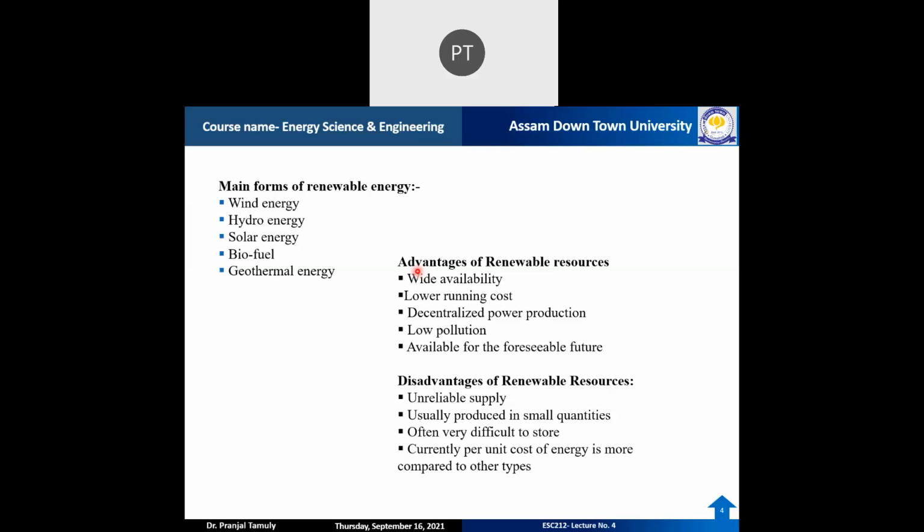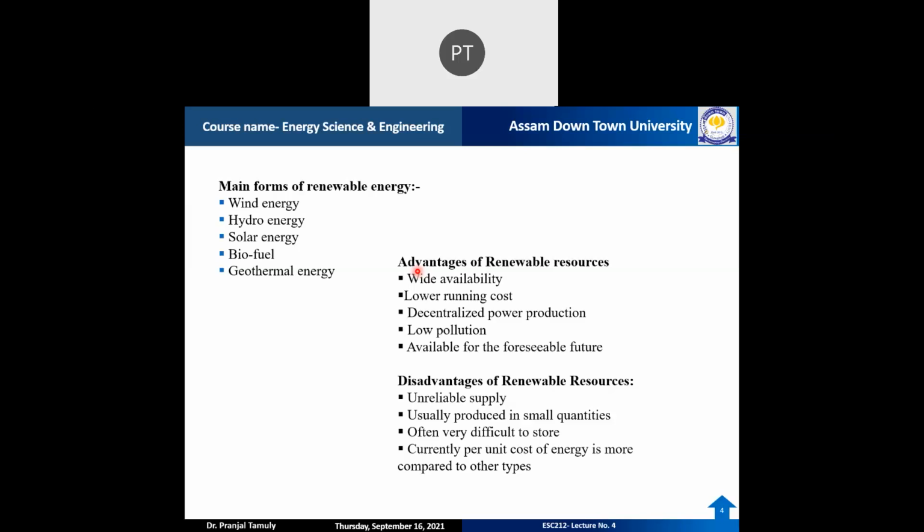Another advantage of renewable energy is lower energy cost. This is solar energy, this is wind energy. They have very low operational costs, whereas fossil fuel based machines have higher maintenance costs. Also, there is decentralized power production. This is another advantage of using renewable sources of energy.